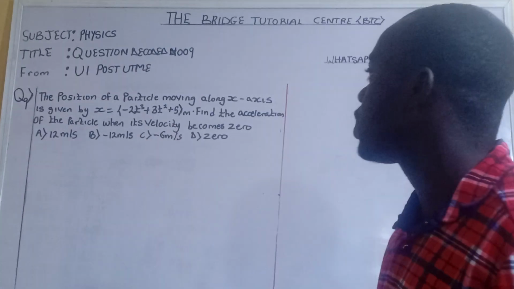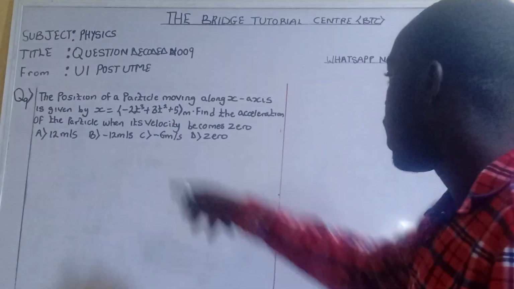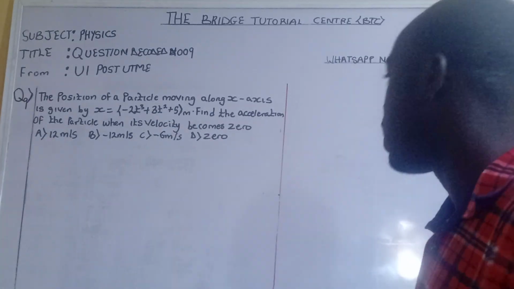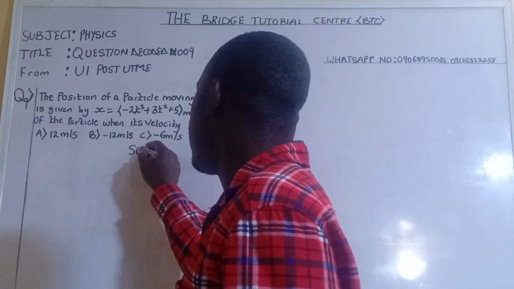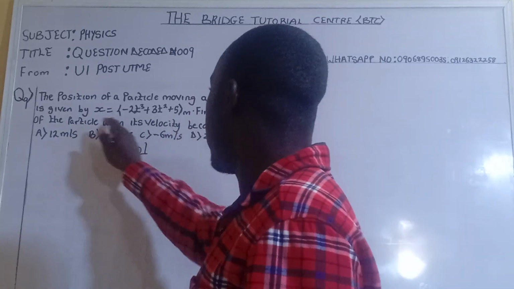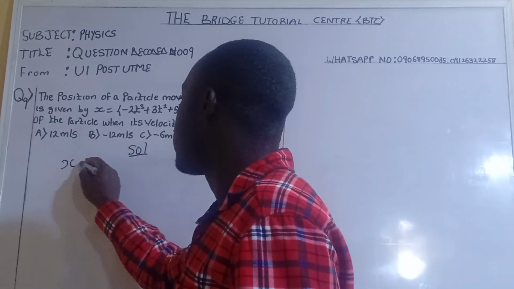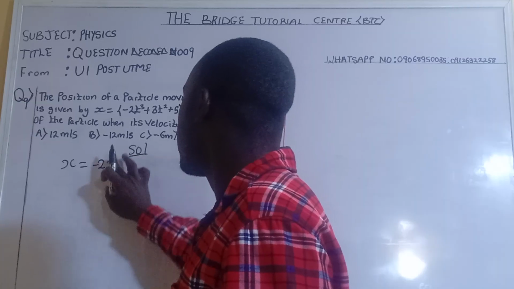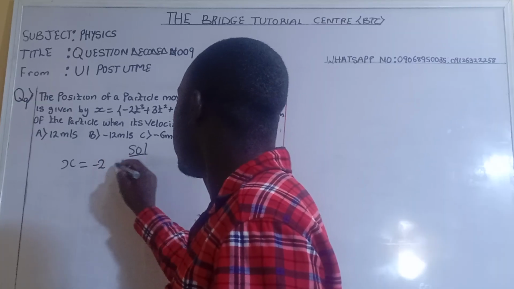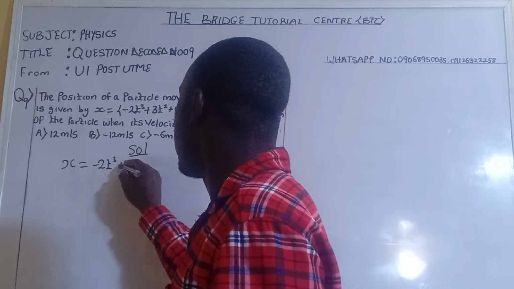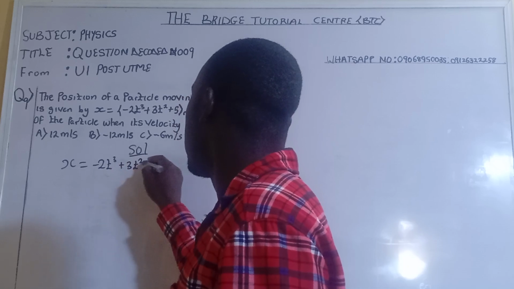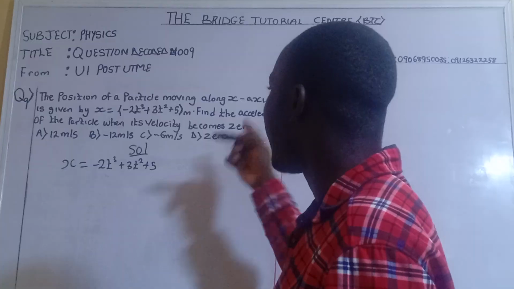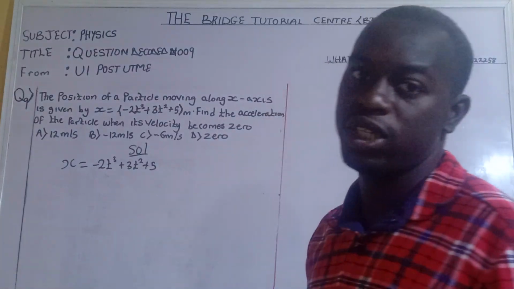As you can see, the question is still from UI Post-UTME. The position of a particle moving along the x-axis is given by x equals minus 2t raised to the power of 3 plus 3t squared plus 5. Now, find the acceleration of the particle when its velocity becomes 0.